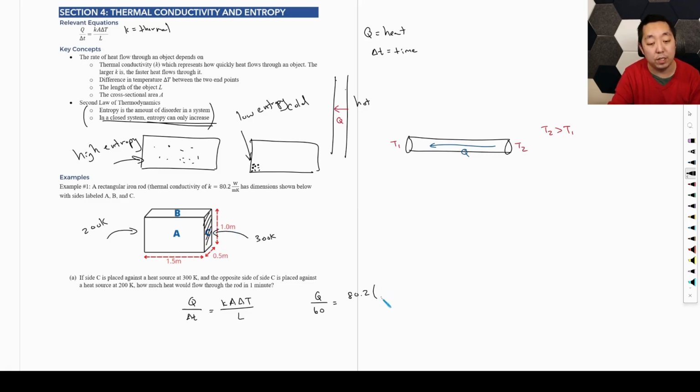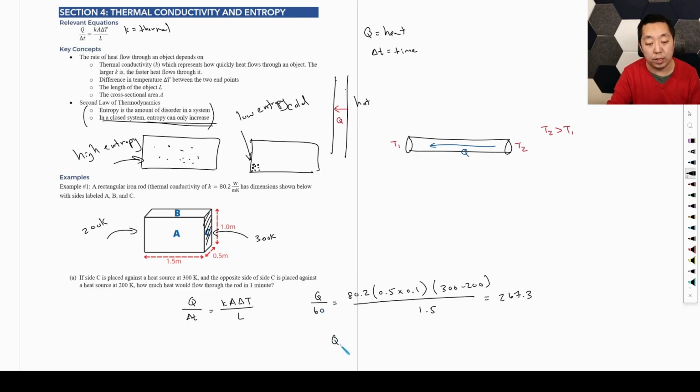It's going to be 0.5 times 0.1, and it's all in meters still. What's the difference in the temperature? 300 minus 200. And then what's the length? The length here from this side to this side is going to be 1.5. Okay, so that's going to give you 80.2 times 0.5 times 0.1 times 100 divided by 1.5. That gives you 267.3.